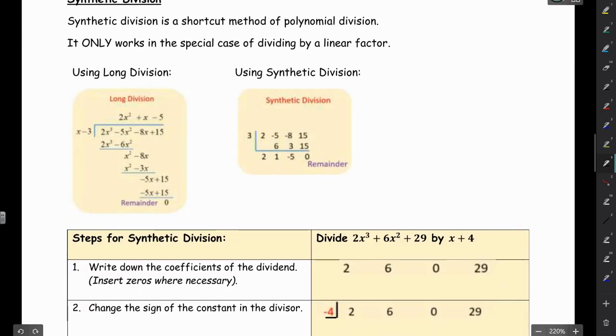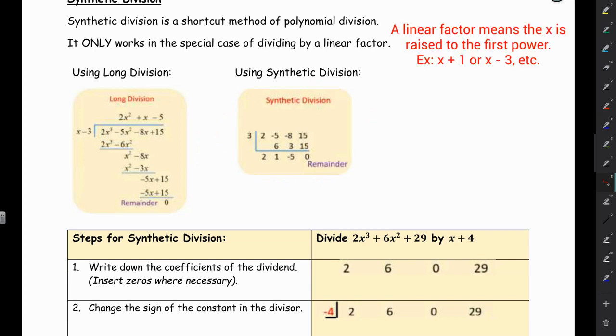All right, now we're going to look at synthetic division. When you first see someone do synthetic division, it seems a little crazy, a little overwhelming, but trust me, I think you're going to like it a lot better than long division. The primary reason is it's just a shortcut method. Here's an example of using long division versus using synthetic division for the exact same problem. Now, it only works in the special case of dividing by a linear factor. So you just have to keep that in mind.